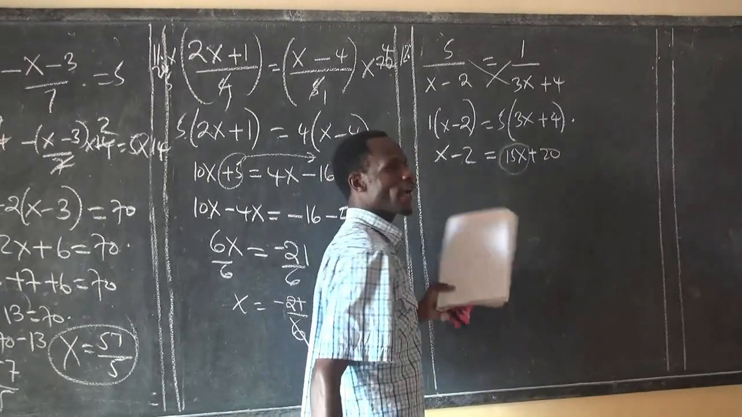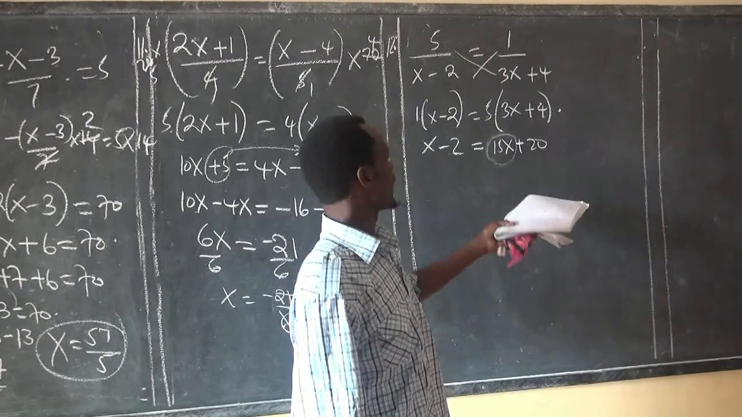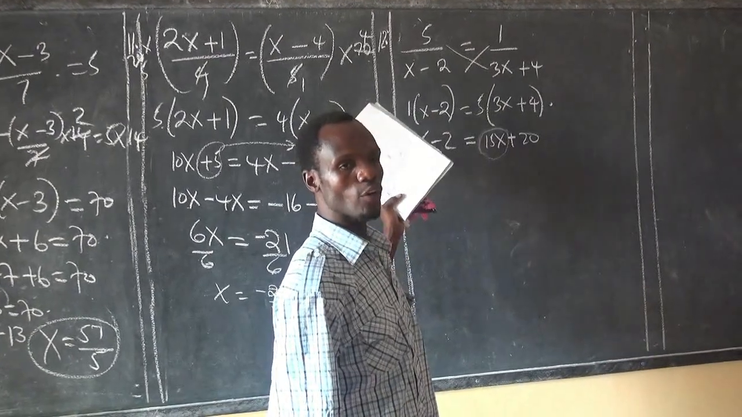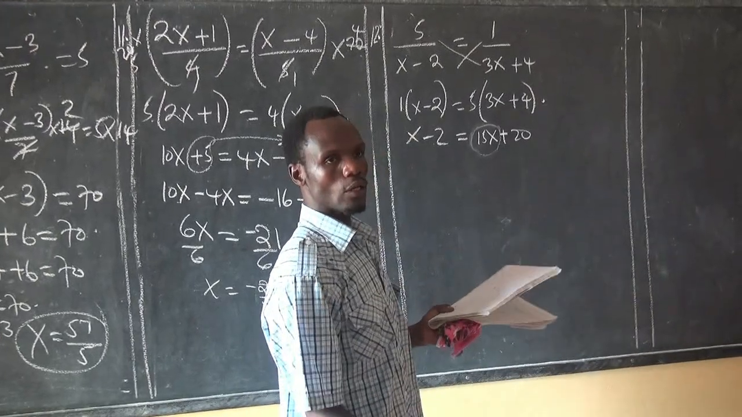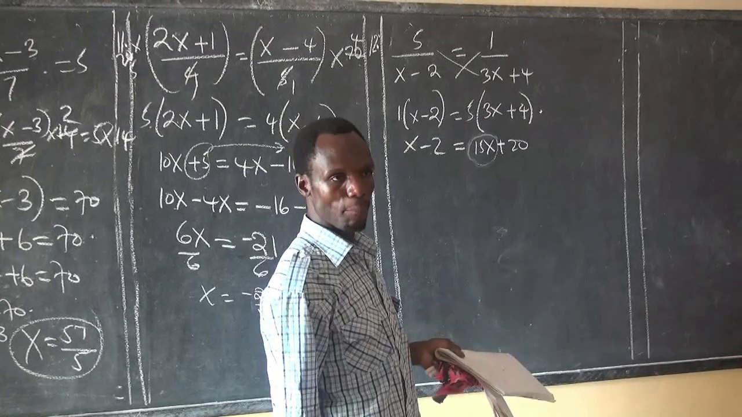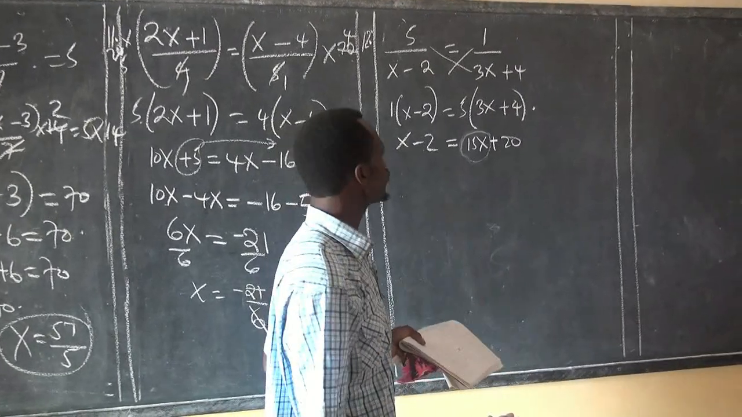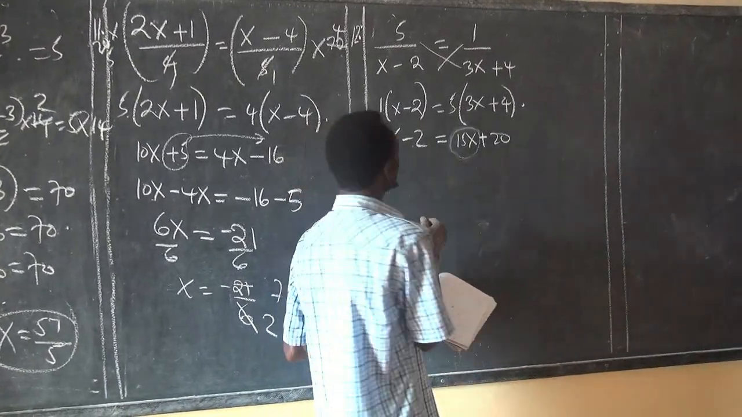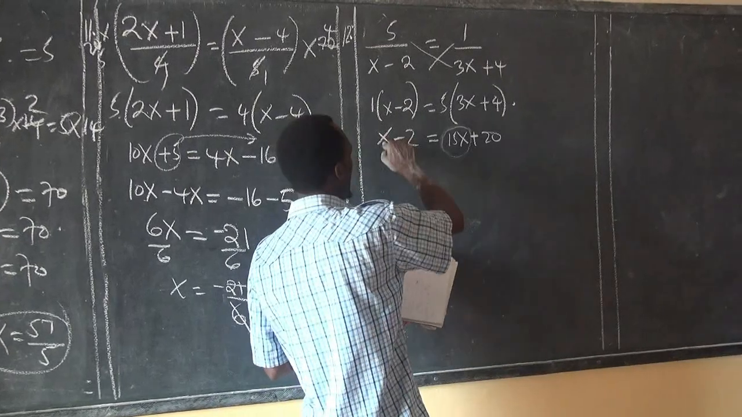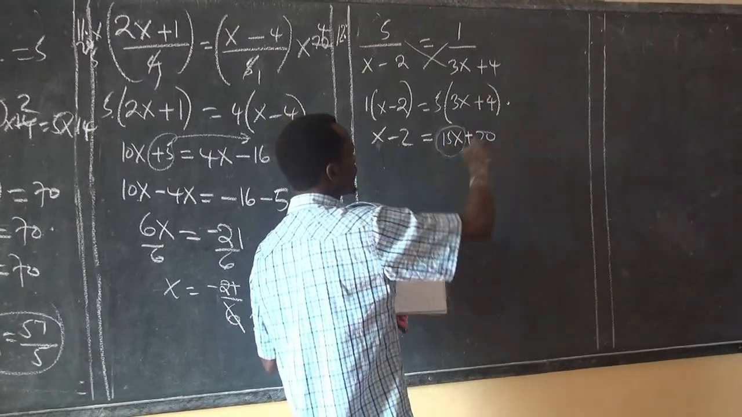Though it is not a principle that you must always take the number with a letter to the left hand side of the equation. No, that's not a principle. It has been a habit, but it is not a principle. Now you can also take the number with a letter to the right hand side of the equation.